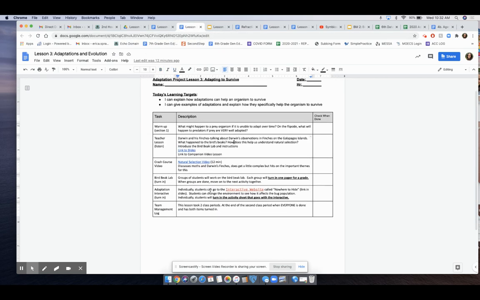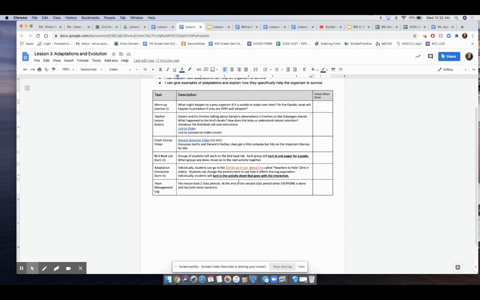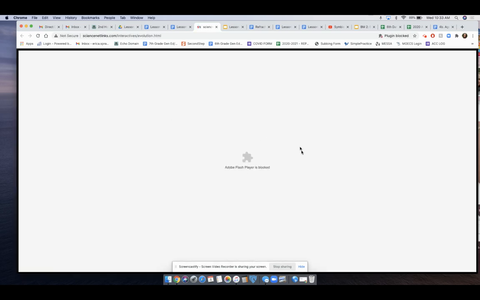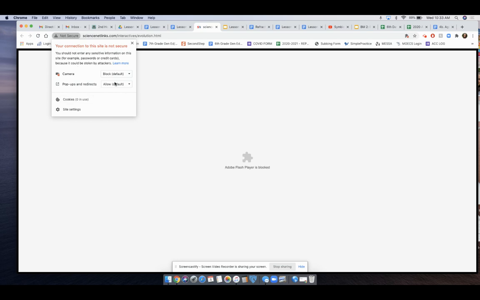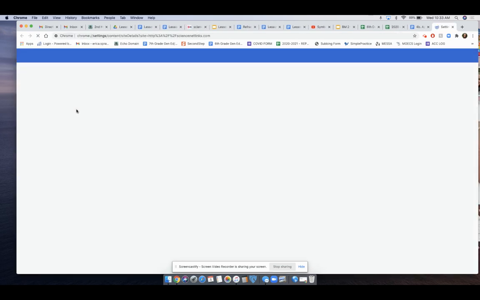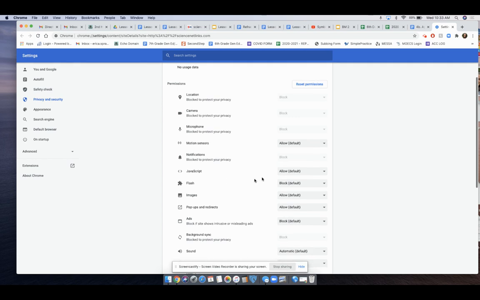So back to the lesson. The last thing to do is actually a group activity as well, but you can certainly do it by yourself at home. There's a really fun website that helps us understand how natural selection occurs. And if you get a situation like me where your flash player is blocked, you need to allow that. So I guess we're doing it right now.